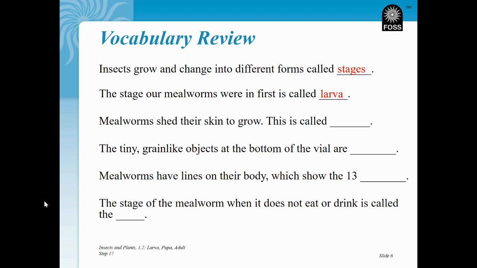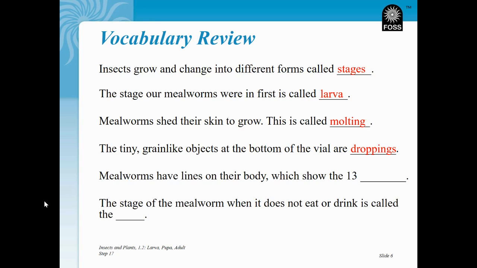They were a larva. Mealworms shed their skin to grow. This is called, what's it called when they shed their skin? Molting. The tiny grain-like objects at the bottom of the vial are droppings.